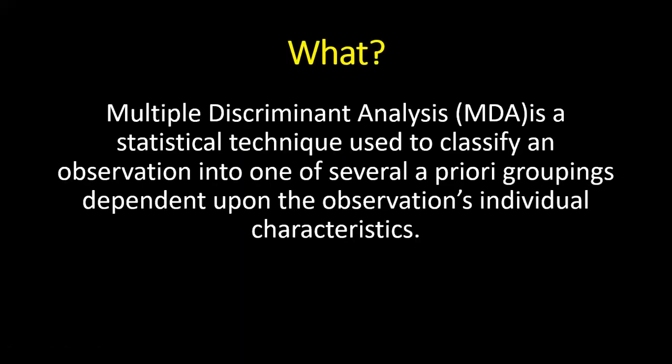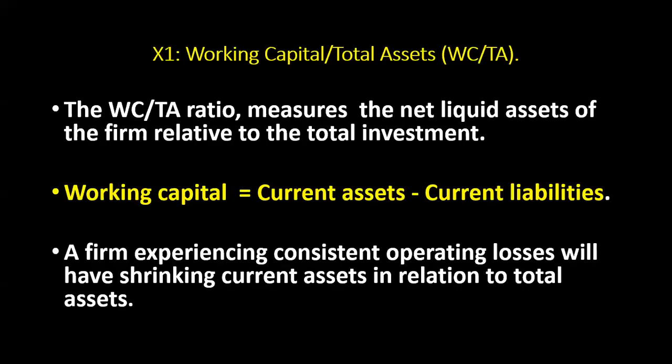Now let us see the ratios which have been used for calculating the Z-score. The first one is X1, working capital by total assets. We know that working capital by total assets is a reflection of the liquidity of a company. The liquidity of a company is the ability of the firm to meet its short-term obligations. To do that, we compare the current assets and current liabilities. Working capital is normally computed as CA minus CL.